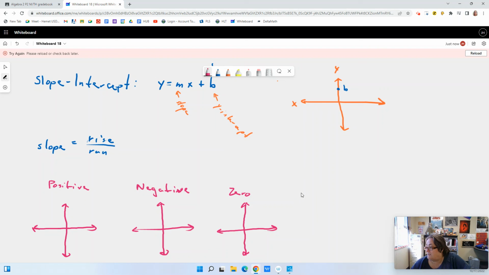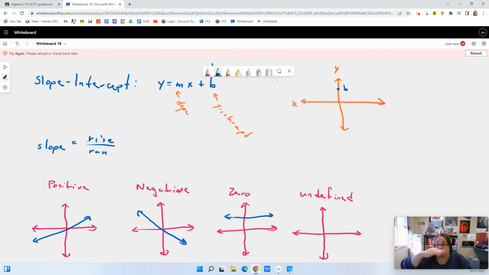And we have an undefined slope. So when I'm talking about slope, a positive slope is just the slope of a line that goes up from left to right. So if it's going up from left to right, the slope is positive. Negative is a slope that goes down from left to right. A 0 slope has no slope at all, right? It is just a horizontal line, right, that has no tilt to it at all.